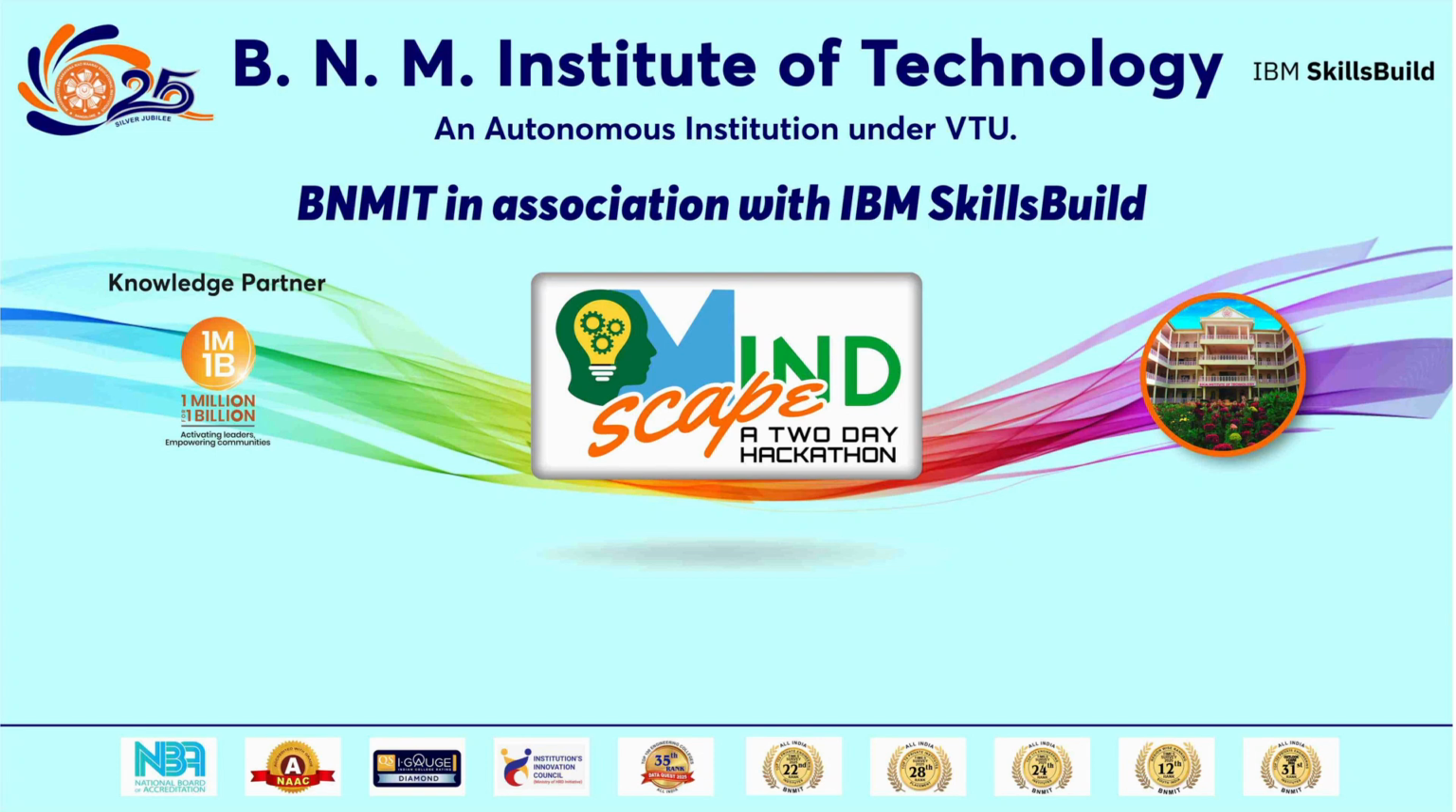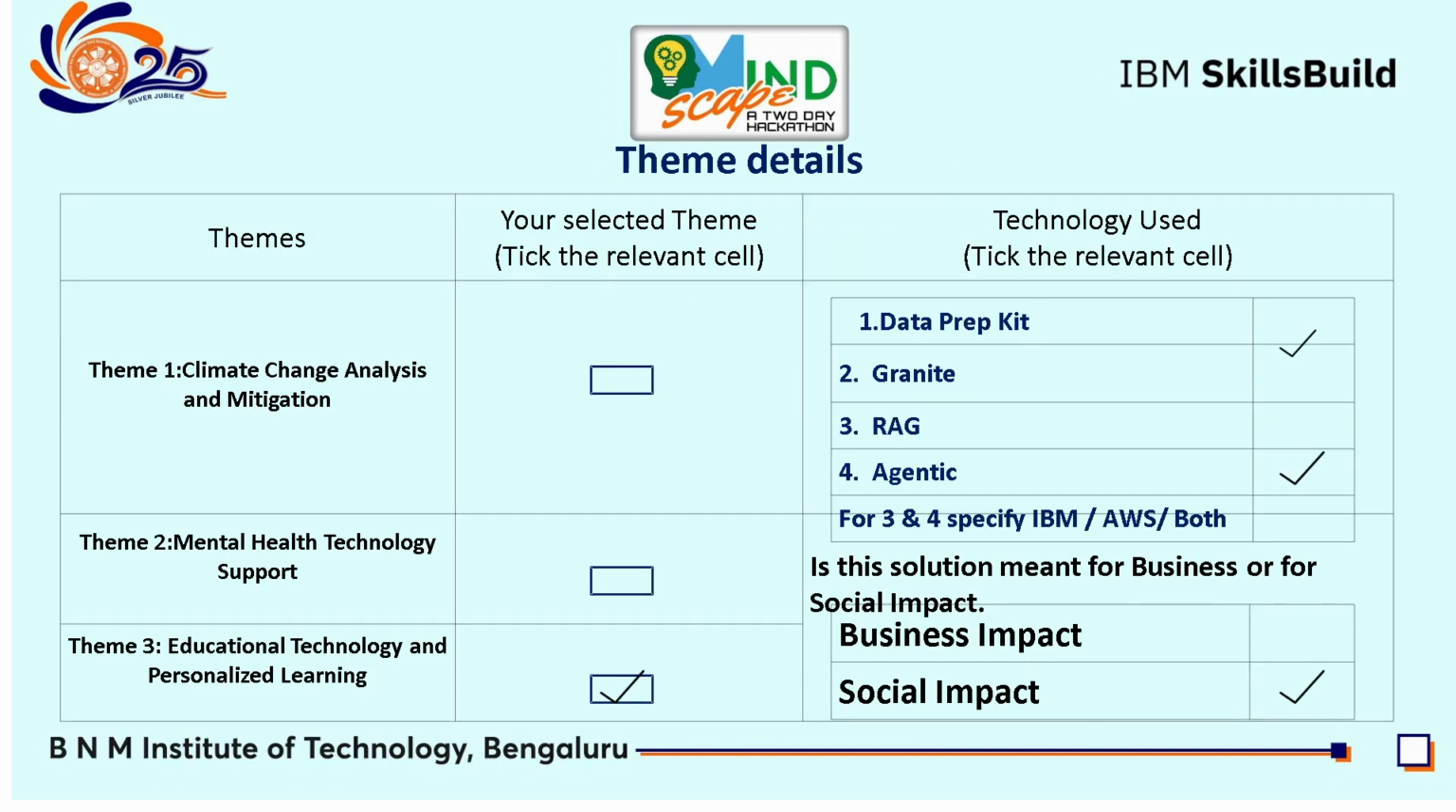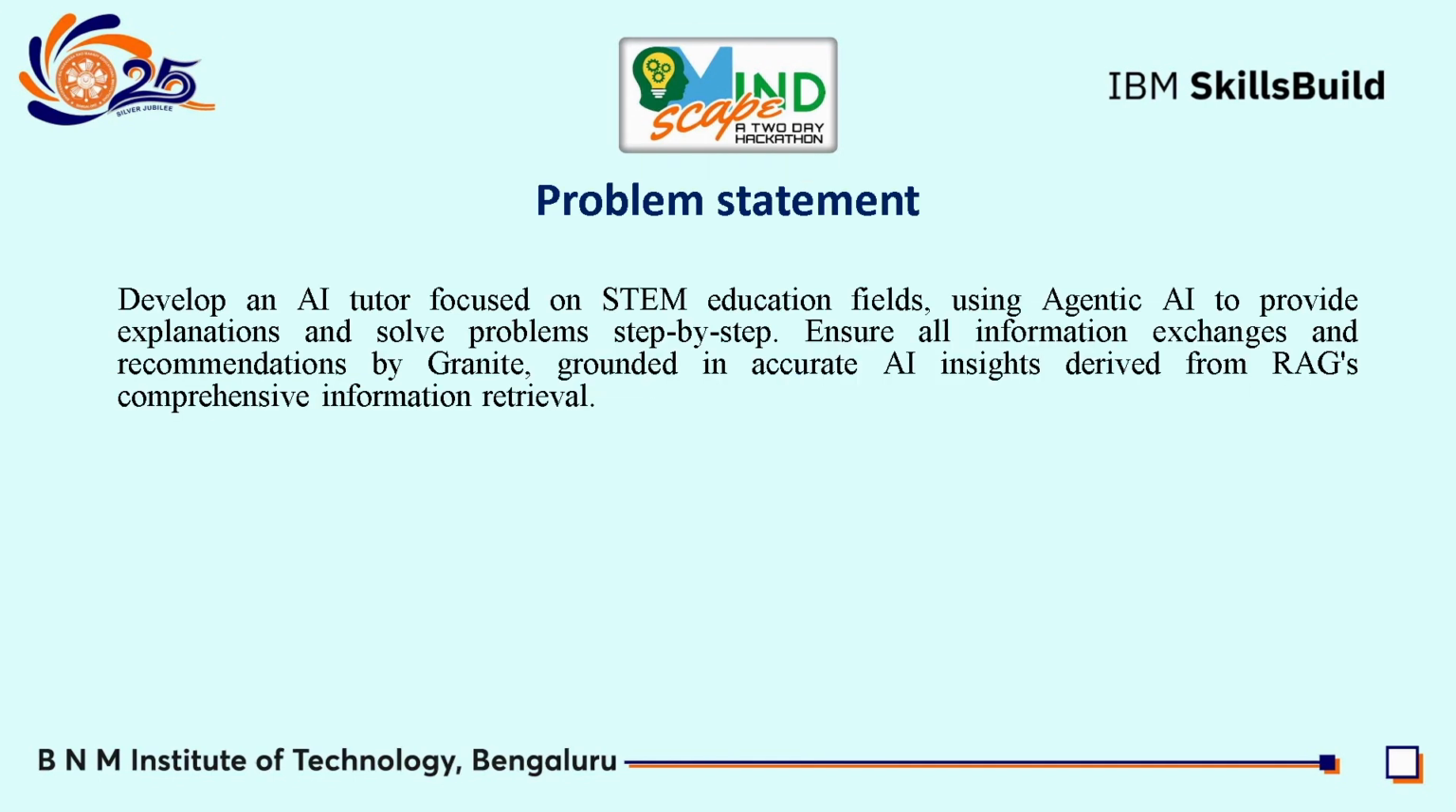Theme 3 is the topic we have taken. These are my team members, and these are the theme details we're going to talk about. And then this is our problem statement, talking about an AI tutor for STEM education fields using agentic AI to provide explanations and solve problems step by step.